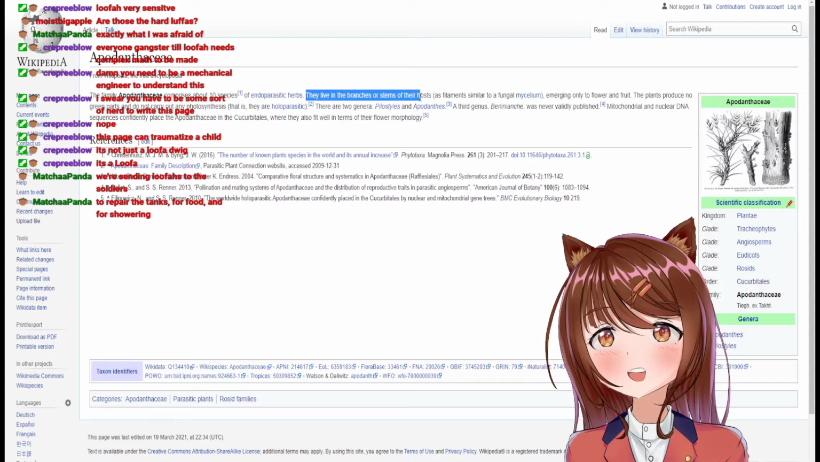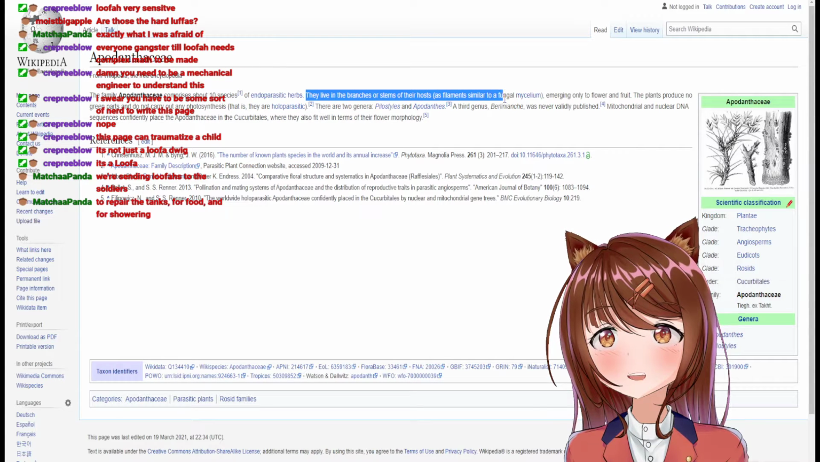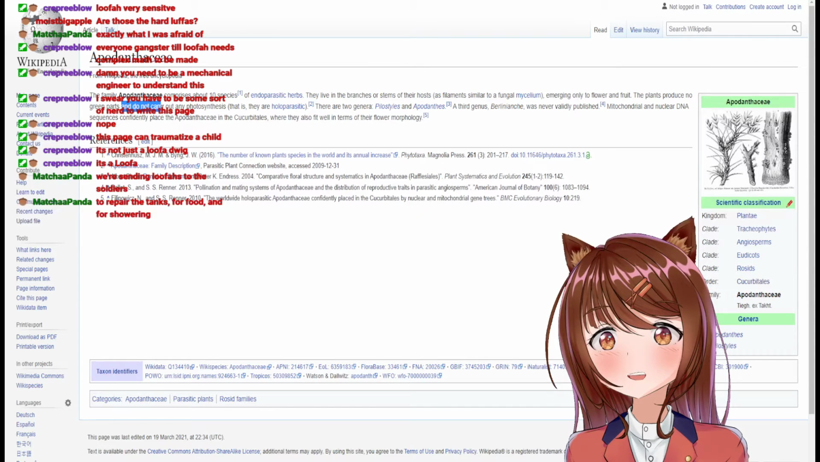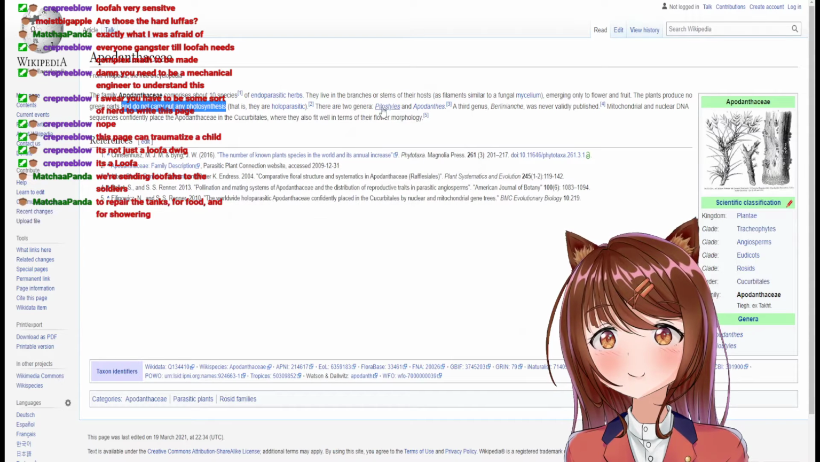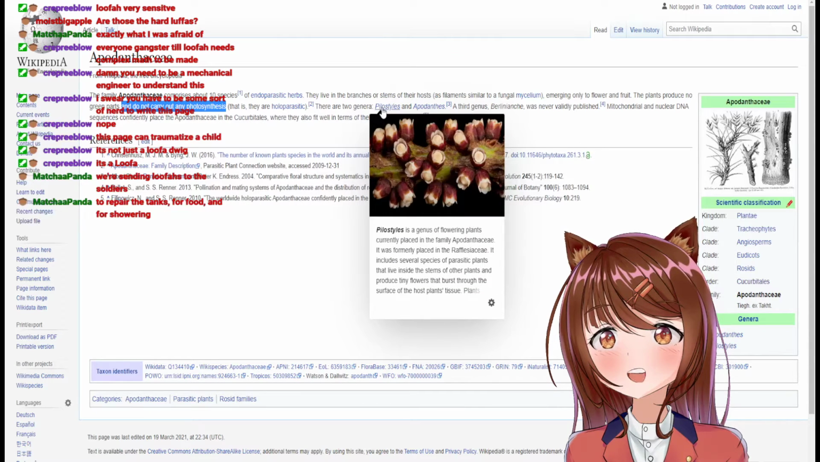They live in the branches or stems of their hosts, as filaments similar to fungal mycelium, emerging only to flower and fruit. The plants produce no green parts and do not carry out any photosynthesis. They are holoparasitic. Wow. A parasitic plant is a plant that derives some or all of its nutritional requirement from another living plant. There are two genera. The Pilostyles, a genus of flowering plants currently placed in the family... blah blah blah. Several species of parasitic plants that live inside the stems of other plants and produce tiny flowers that burst through.